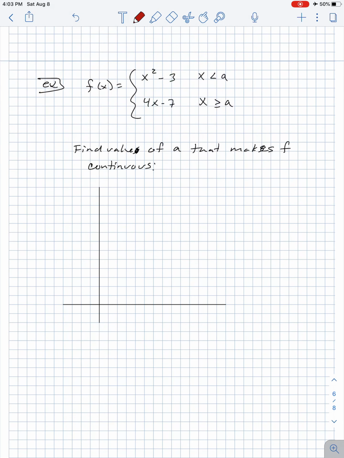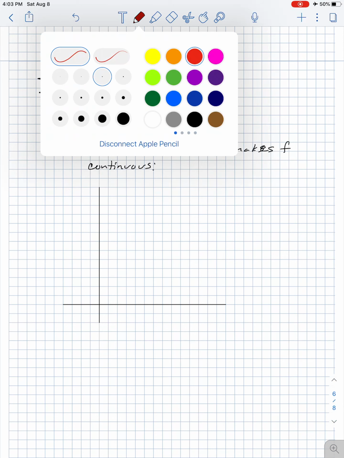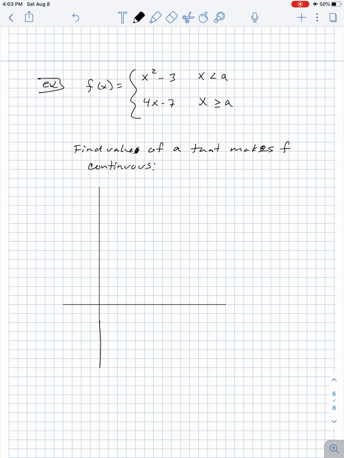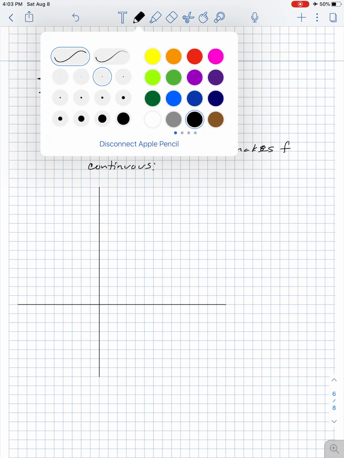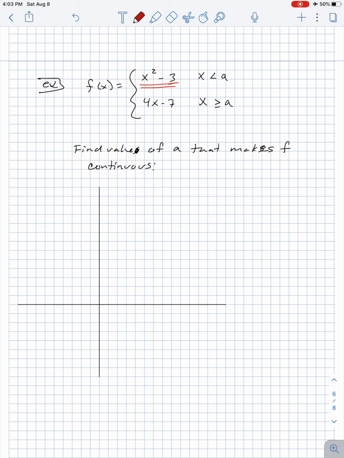I didn't draw my axis well enough because I need a negative down here. Okay, so what I've got is, first I'm going to draw this. This is a parabola, and it's shifted down 3. I'm going to draw these dotted just so we can erase part of them. So that's the parabola, okay?